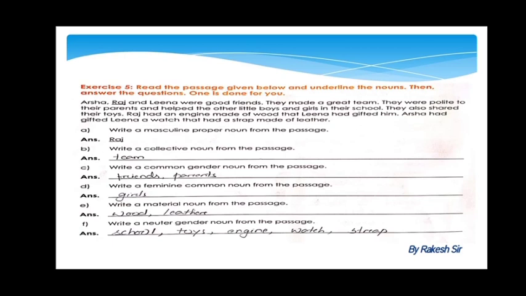Now what do we have to do? We have to underline. Proper nouns you will underline, common nouns you will underline, all proper, common, collective, material nouns. Also the gender. So Arsa, Raj, Lena, these are the nouns; first underline them. Then, "were good friends": friends is a common noun, maybe male, maybe female, boy or girl.